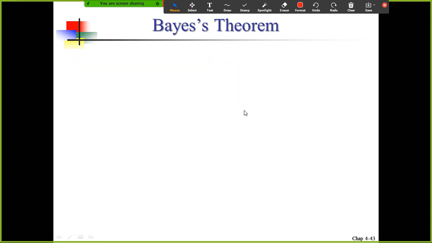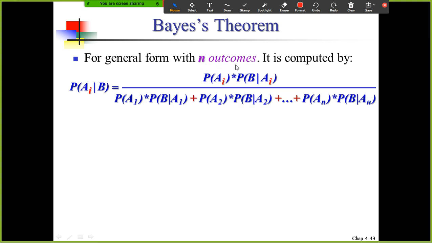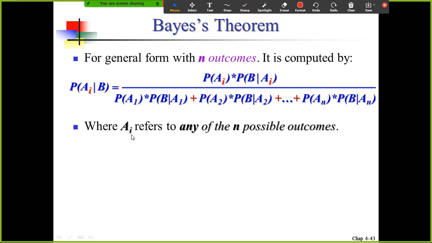Okay, sorry. For the general form, if an outcome, we don't have just yes or no, or male or female, but an outcome I from 1, 2, 3, 4, 5, 6, 7 up to n. That's why you can see we divide by all the joint probabilities together. If you have n outcomes, you must calculate n joint probabilities, 1 up to n. Where Si refers to any of the n possible outcomes.